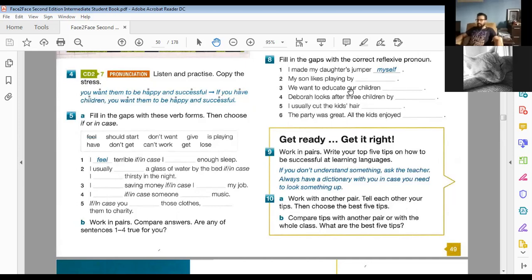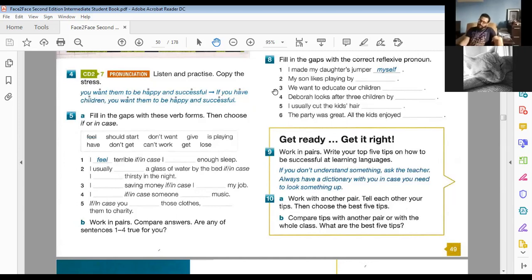Okay. No, number 3 we still didn't do it. Number 4, what's the first word? Deborah. It's a name. We want to educate ourselves, our children by themselves.